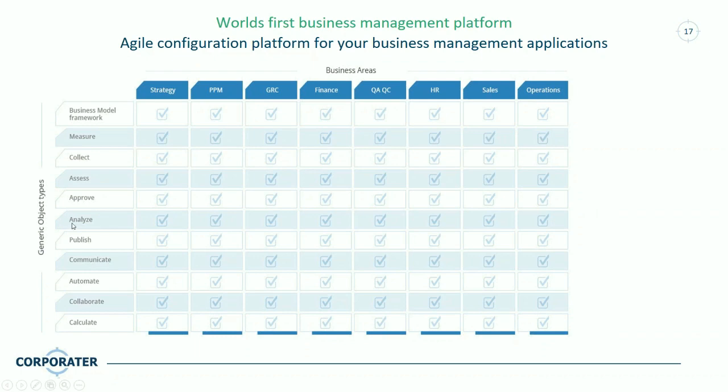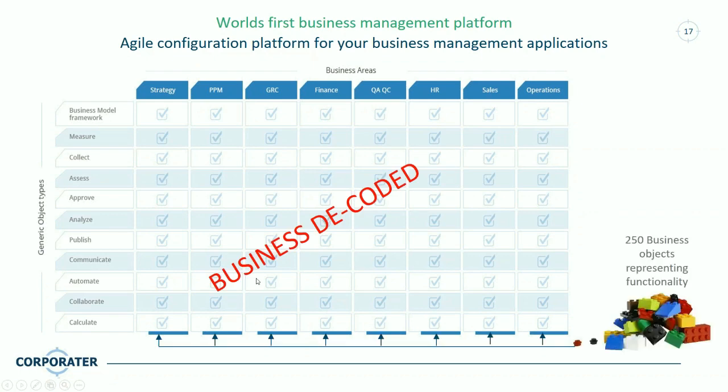We also see that today's dashboards are good for analyzing data. But people would also like to publish, not only internally in the corporation, but also externally. They like to communicate, automate, collaborate, calculate, etc. So we decoded business into 250 building blocks representing functionality. I use the analogy of Lego. With Lego, if you just have the smallest pieces, you can build a house, a boat, a car, almost whatever you want. This is what we have done with the world's first business management platform: we can build all these business applications and dashboards with these objects.